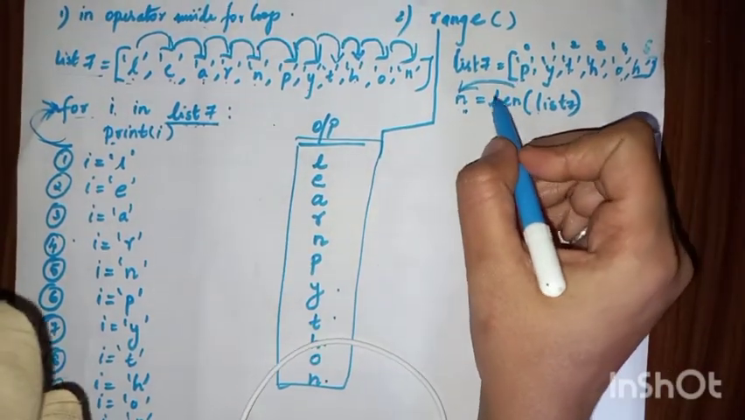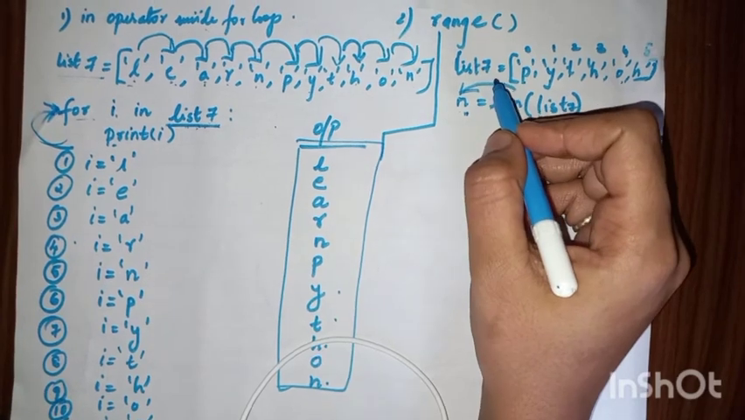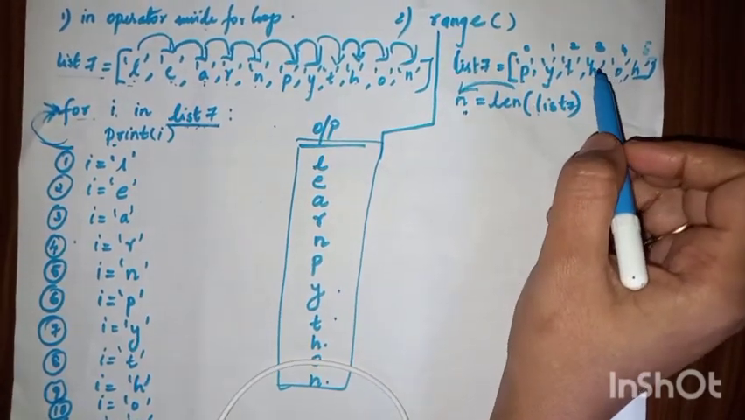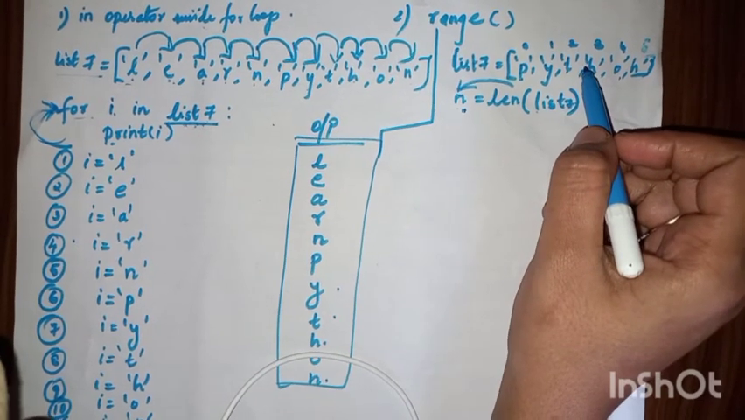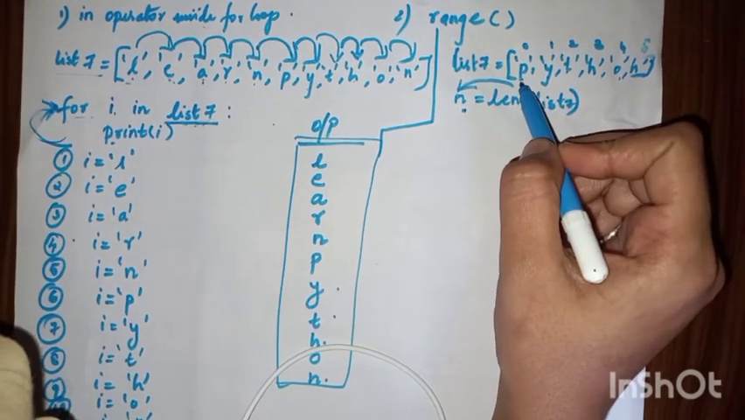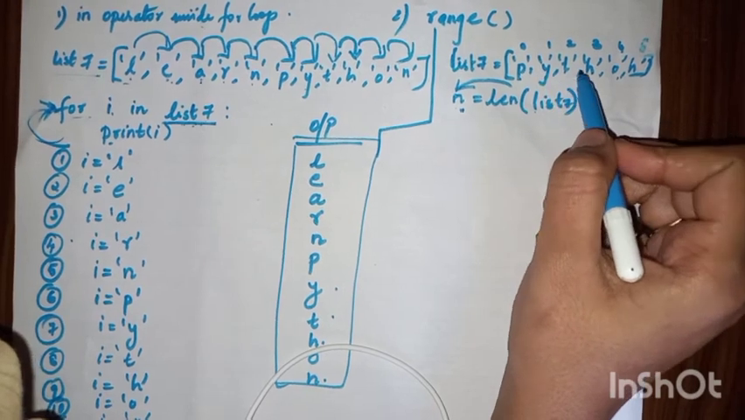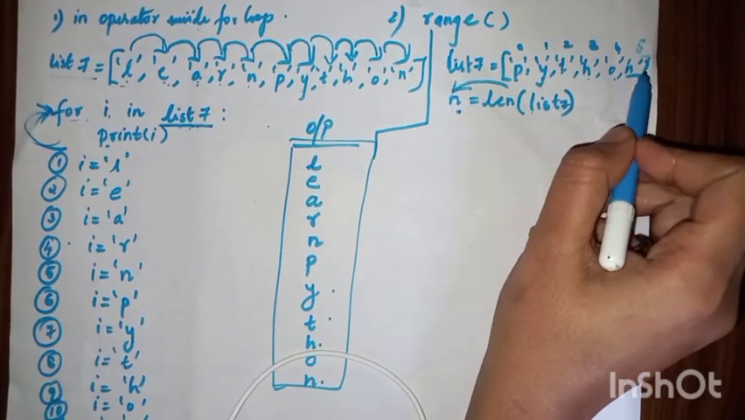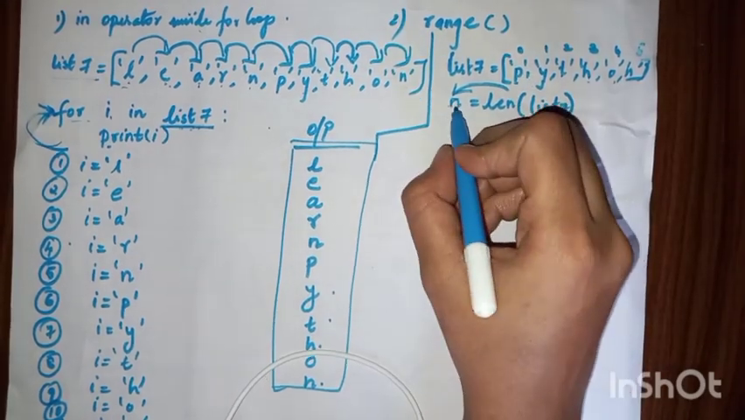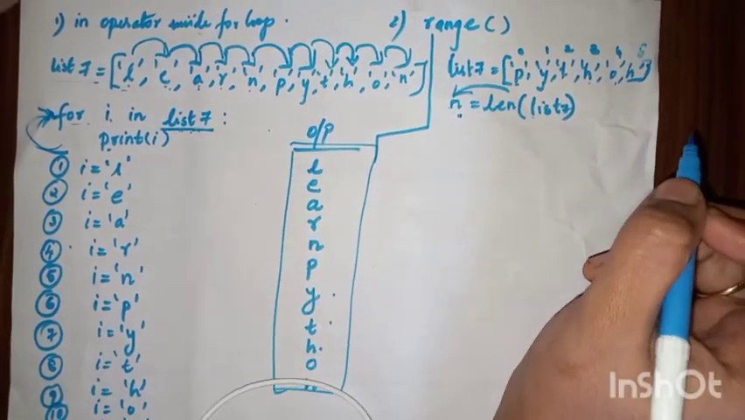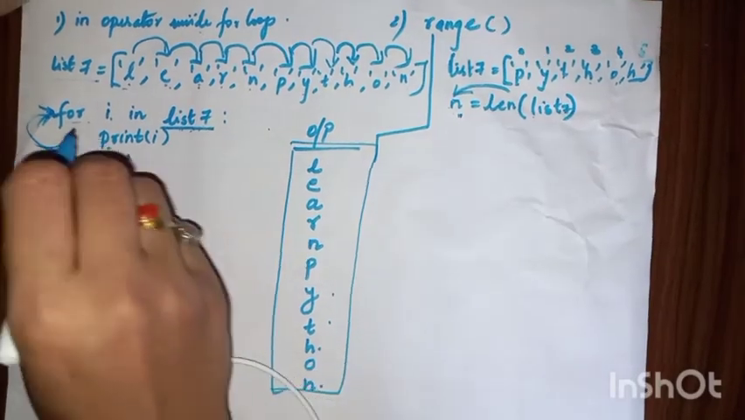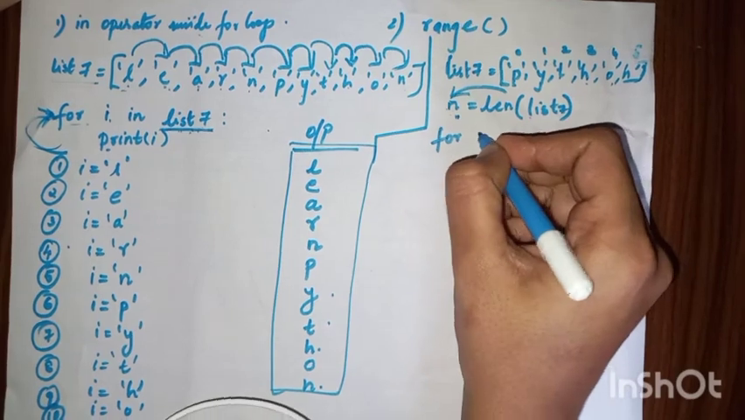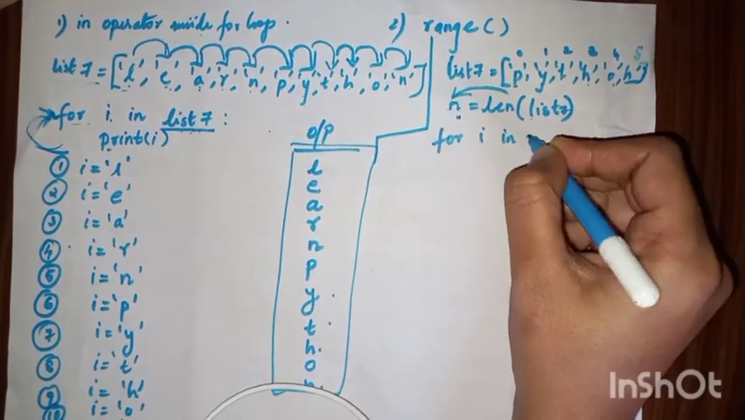So let us see what is the length of list 7. Length means the number of elements in that list. Here the number of elements are 1, 2, 3, 4, 5, 6. Here 6 elements are there, so the value of n is 6. Now we can write the for statement. For I in range.